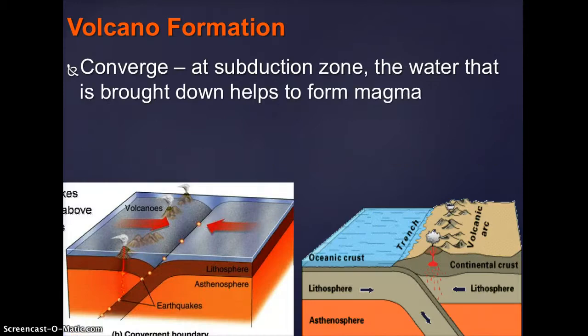At convergent plate boundaries, there are subduction zones. At a subduction zone, the water that is brought down can help form the magma. Volcanoes at convergent boundaries can form between two pieces of oceanic crust or one piece of oceanic crust and one piece of continental crust.